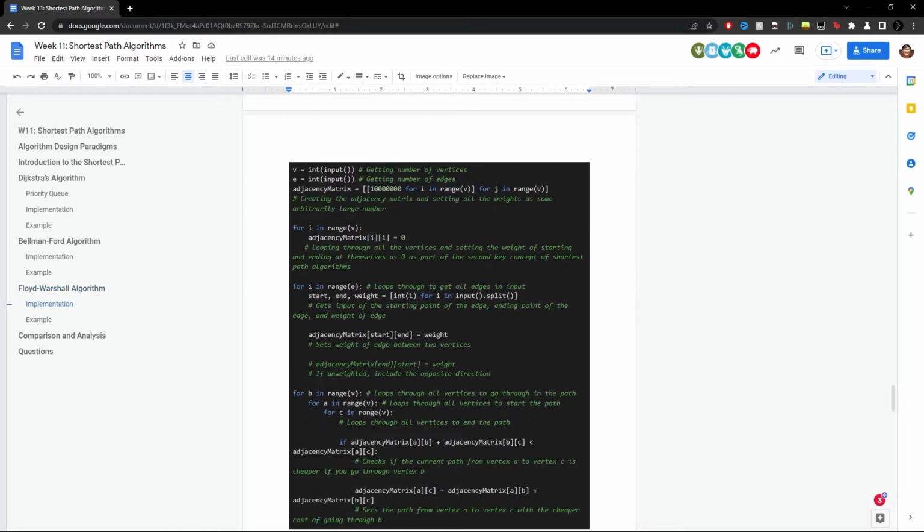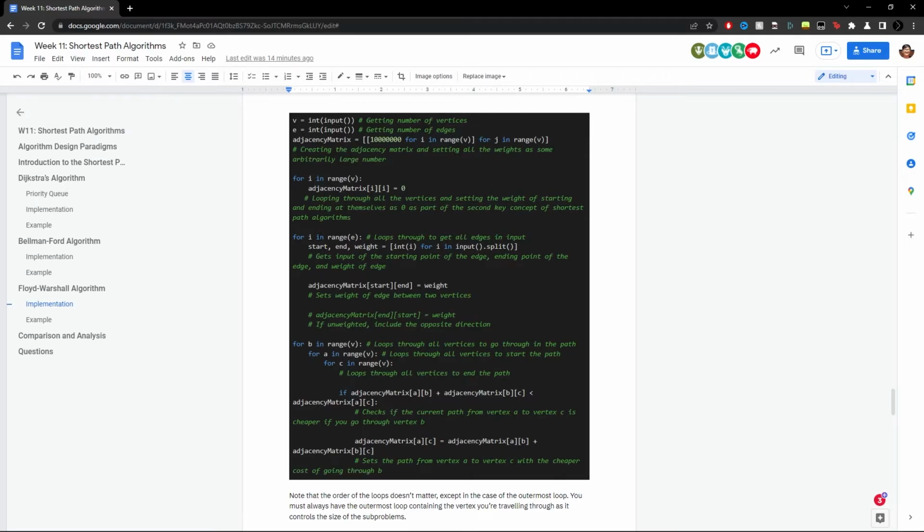All right. So in this first question, I get input for the number of vertices in this graph, and I get the number of edges in this graph. And then I create an adjacency matrix with some arbitrarily large number for each of the weights from one location to another, but also the set that I have to loop through and set starting and ending at the same position will be 0, since that's the key concept.